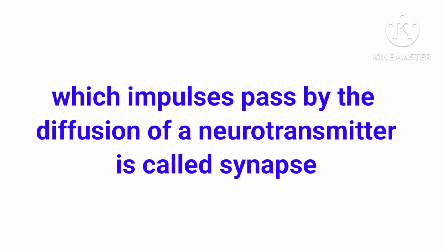By the diffusion means when the nerve impulse reaches the dendrites at the end of the axon, chemical messengers called neurotransmitters are released. Of a neurotransmitter means neurons use these chemicals to signal other neurons. An example of a neurotransmitter is acetylcholine. A junction between two neurons is called synapse. Synapses are essential to the transmission of nerve impulses from one neuron to another.